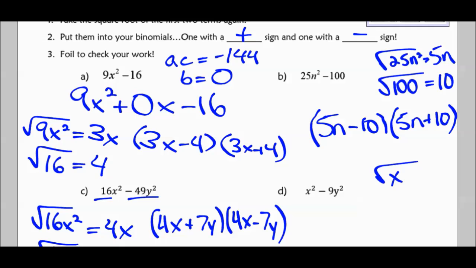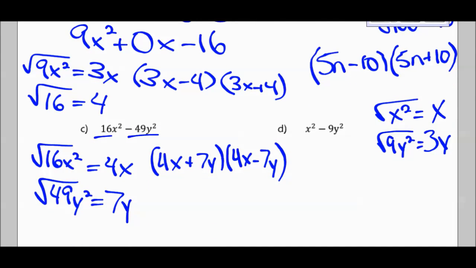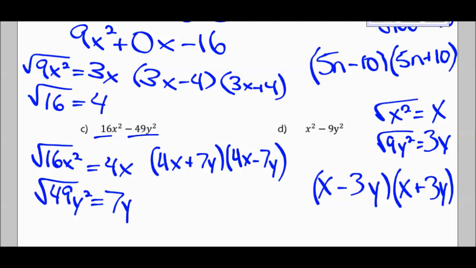This one is easy. What's the square root of x squared? And the square root of 9y squared? 3y. So it'd be x minus 3y times x plus 3y. So you did touch on this or was it?